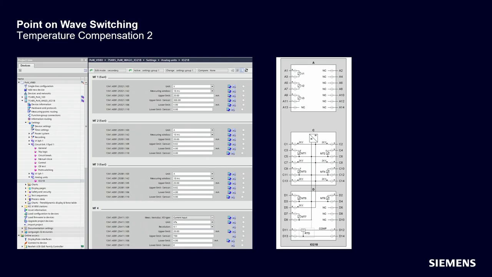On the right hand side you can see a terminal diagram of IO218 module. One thing to mention here, with IO218 module you have 24 volt power supply integrated in the module. This can be used to supply external devices.